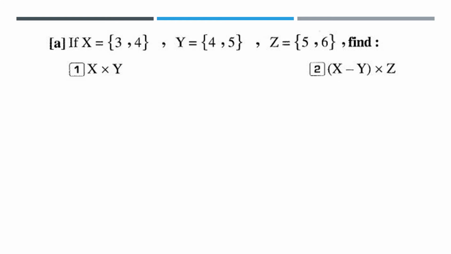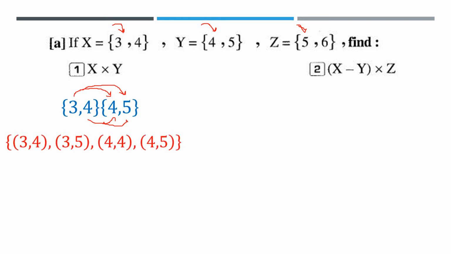Question A, after that it says: set x has 3 and 4, set y has 4 and 5, set z has 5 and 6, find x times y. I'll put the x next to the y. So 3 and 4 times 4 and 5. The first projection is 3, the second projection is 4. The first projection is 3, the second is 5. After that 4 and 4, 4 and 5. These are all the elements in our set.